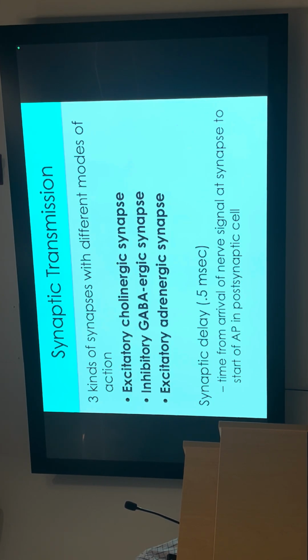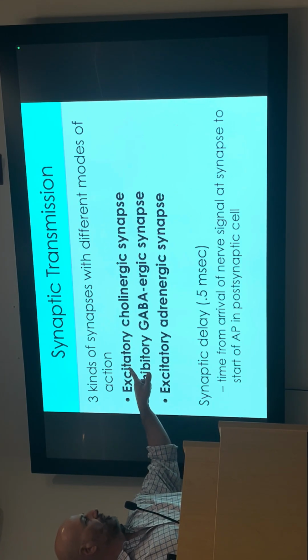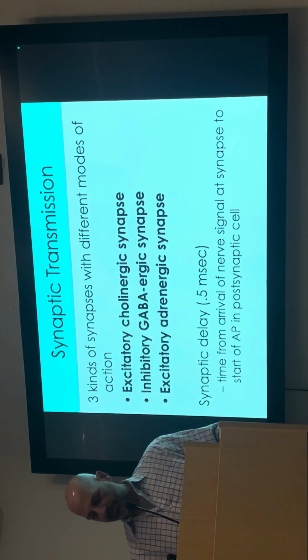Different synapses can have different effects. We talked about the concept of an excitatory synapse. We've used excitatory, we talked about the neuromuscular junction. Obviously that's an excitatory synapse. But there's going to be lots of inhibitory synapses too. Let's look at a couple of examples. The first one is called an excitatory cholinergic synapse.